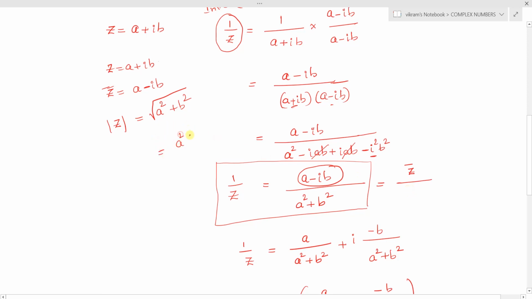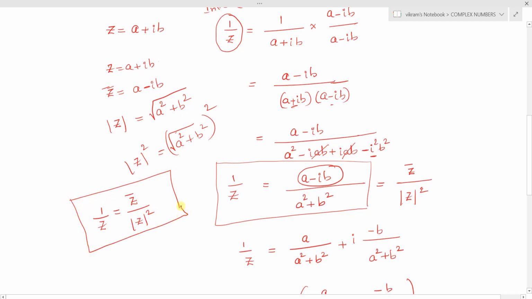If I square this, a square plus b square, I will get a square plus b square as modulus of z square. So we can write this as modulus of z square. So that is nothing but here we will get the multiplicative inverse in terms of the conjugate as z conjugate by modulus of z whole square. So which is the multiplicative inverse of a complex number. Okay, I think you understand this.